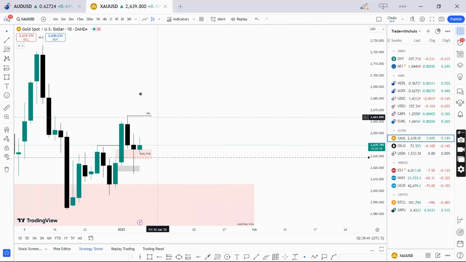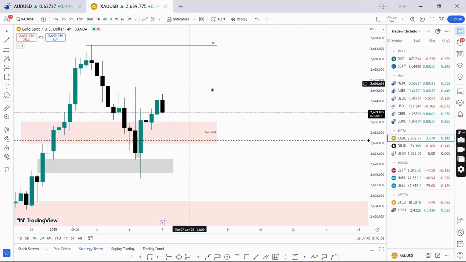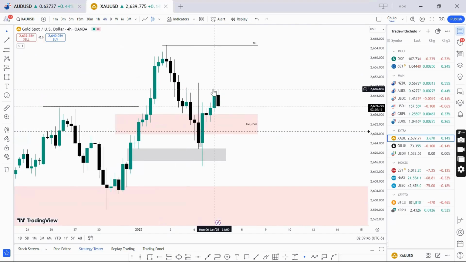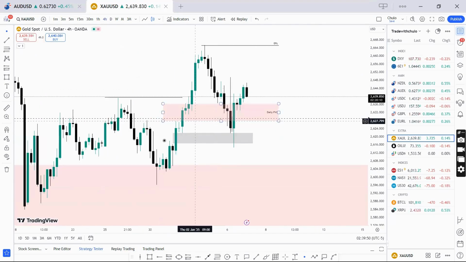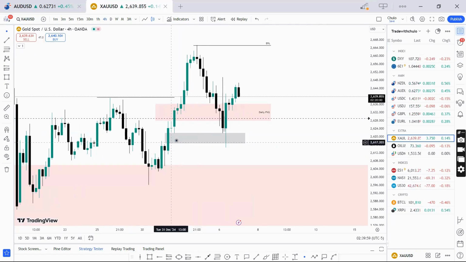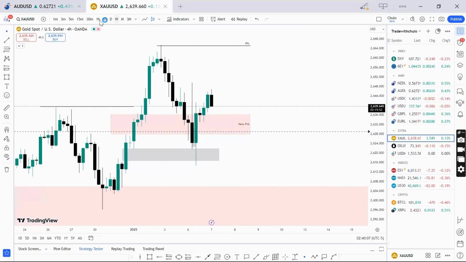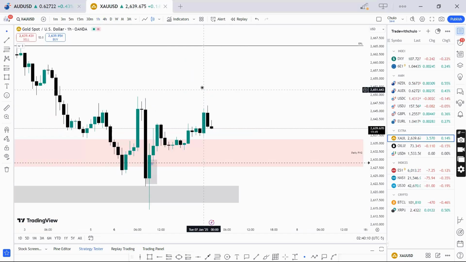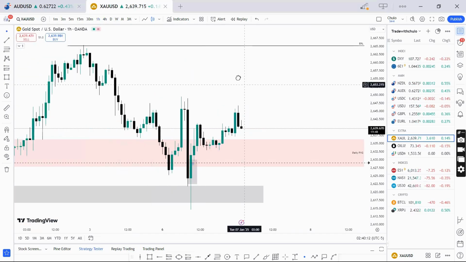For price to take out this external range liquidity, let's look at the 4 hour. This was yesterday. Price clearly reacted off from this. You can see it's a very, very nice reaction off this 4-hour fair value gap, and we had this impulsive movement. So let's wait and see if we'll be able to get a clean price delivery.